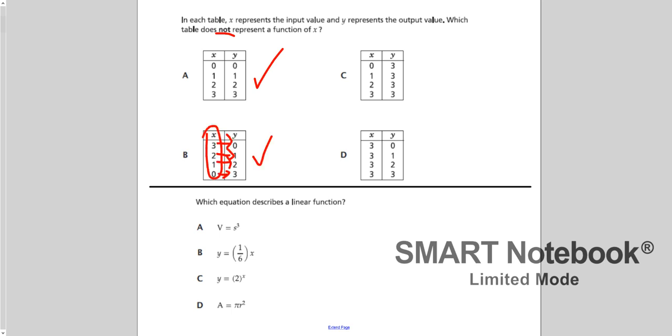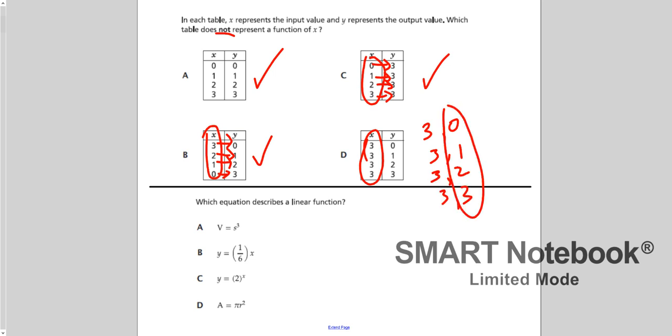C, 4 different x values. They're all going to the same y value, but remember, that's okay. Check. And D, here's a problem. The x value of 3 goes with 0, it goes with 1, it goes with 2, and it goes with 3. So again, 4 different y values. So that's our answer. That's not a function.